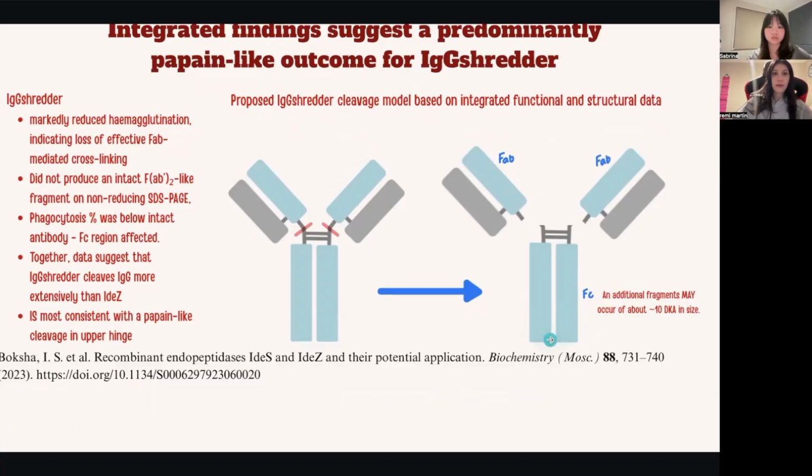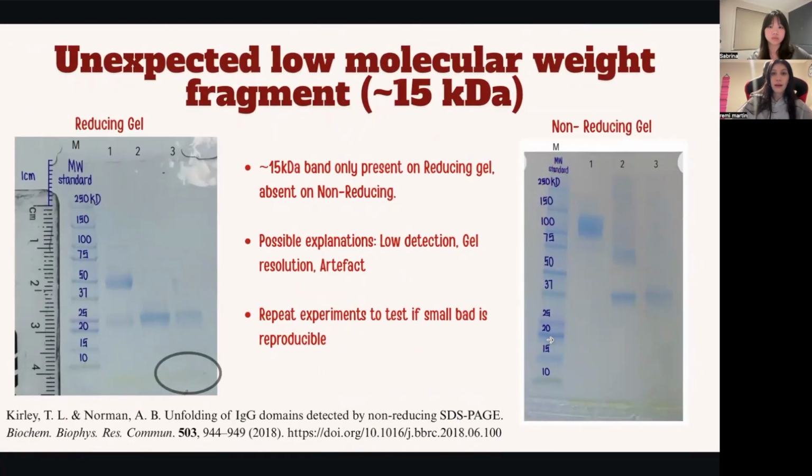Unexpected results. Firstly, a low molecular weight band at approximately 50 kilodalton on the reducing gel was unexpected and did not align with the non-reducing gel, as no corresponding fragment was seen. If the band was a cleavage product from Fab or Fc region, a band should appear in the presence or absence of disulfide bonds. It is possible the low molecular weight cleavage product was too faint to see on the non-reducing gel, was poorly resolved, migrated too close to the dye front, or was below the stain detection limit.